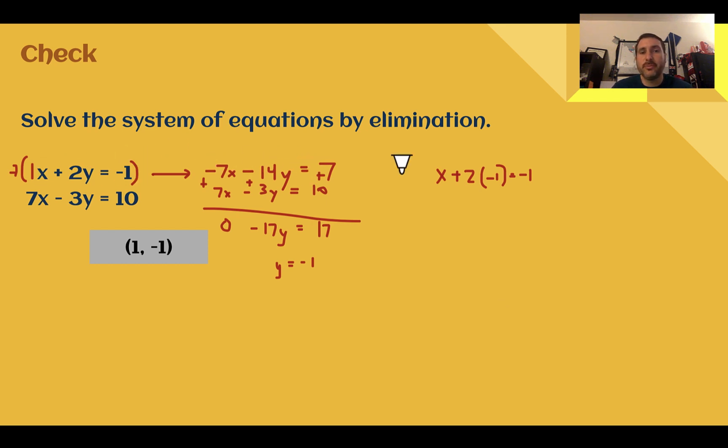I can use my original. So x minus 2 is equal to negative 1. Add 2, x is equal to 1. So y was negative 1, x was positive 1. I have to write them in my correct order though, so positive 1, comma, negative 1.